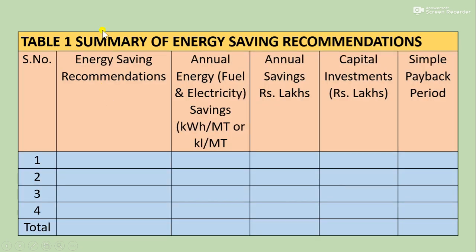Now in this report summary, for the summary of energy saving recommendations, this is the suggested format. Here we can mention the different utilities and energy saving recommendations for the respective utility, their annual energy saving in kWh per metric ton, energy saving possible in rupees, capital investment required for it, and payback period.